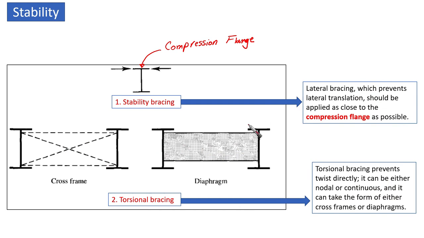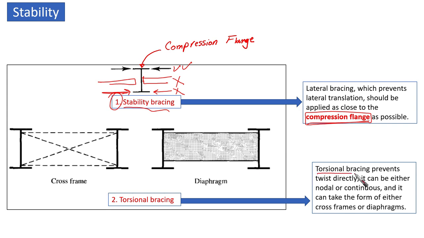And only one hint that is important related to each type of bracing. For the stability bracing, lateral bracing, which prevents lateral translation, should be applied as close to the compression flange as possible. In this case, it is not right to put any bracing on the tension flange or in the middle part, for example, of the web. This would not work for us, but stability bracing should always be close to the compression flange.